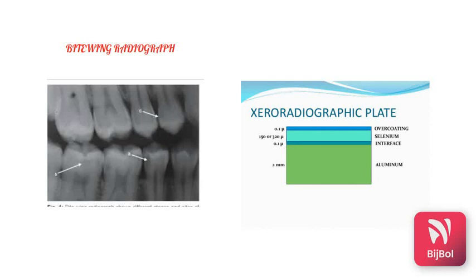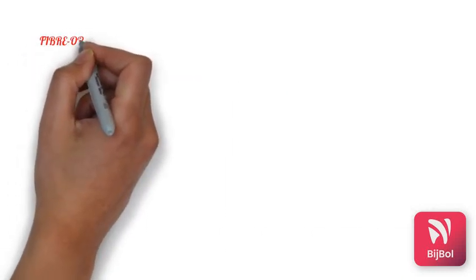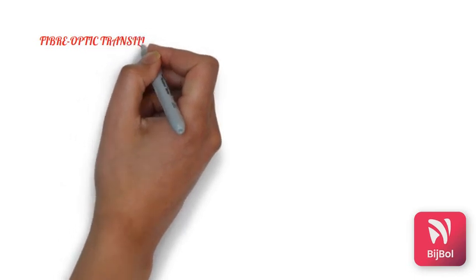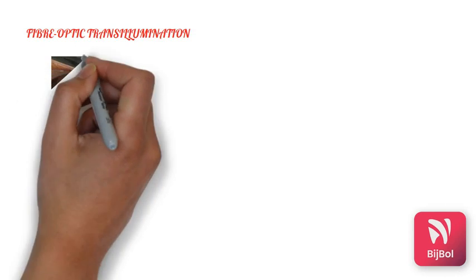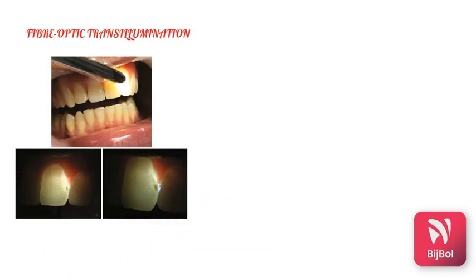Now we'll see the fiber optic transillumination. In this, the caries appears like a darkened shadow. After the tooth is dried, a fiber optic probe is placed on the buccal and the lingual embrasures directly beneath the contact area. If caries is present, it is evident as a dark shadow beneath the marginal ridge. That's how it represents the caries.